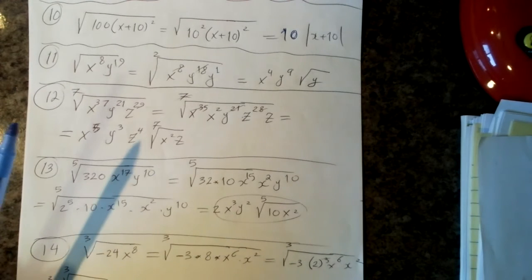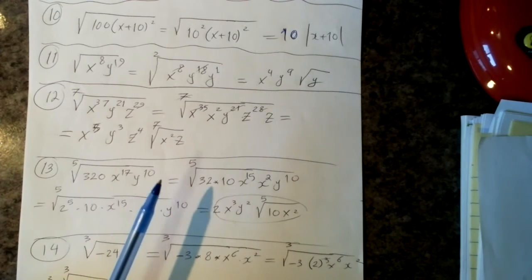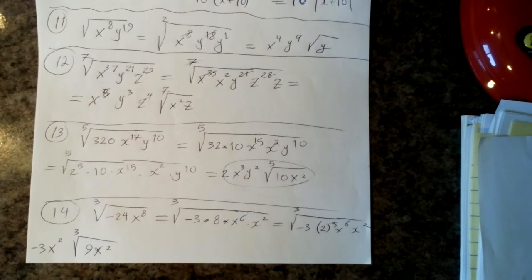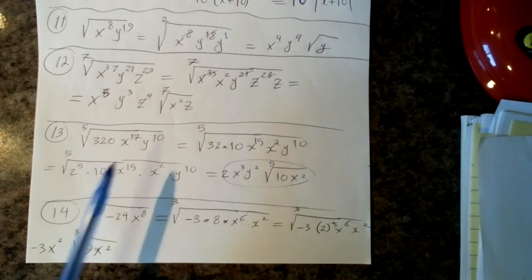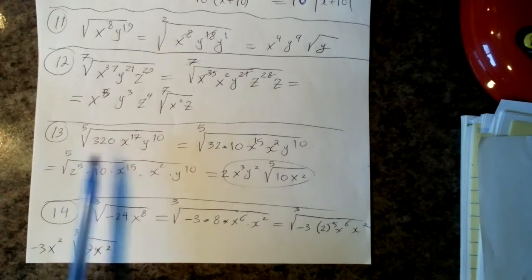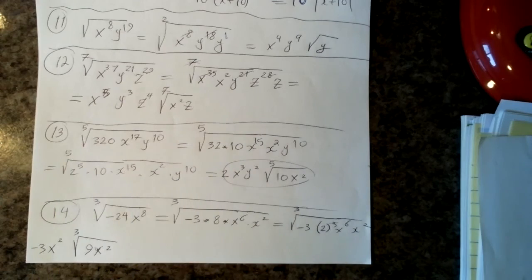We break 120 into 32 times 10. x to the 17 is 15 and 2, y is 10. Remember, we have 2, 4, 6, 2, 4, 5, and so on. Same thing, you have to break all this, and all the powers that are divisible by this root of 5, they all come out of the radical.